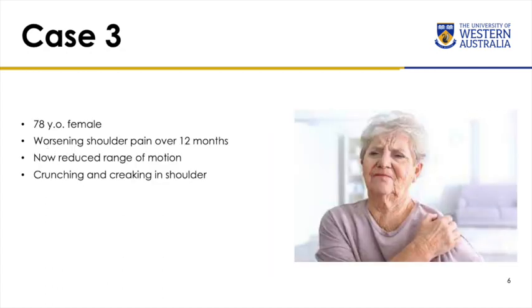Third case, a 78-year-old female. She's had worsening shoulder pain for the last 12 months. Associated reduced range of motion. She says she has crunching and creaking in the shoulder when it moves. So have a think over those 3 cases while we go through some of the shoulder anatomy and pathology.